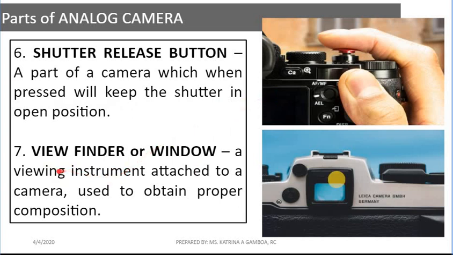So, shutter release button is a part of camera which when pressed will keep the shutter in open position. Then, next, we have the viewfinder. Ito, kung saan nyo tinitingnan yung mismong image or window. A viewing instrument attached to a camera used to obtain a proper composition. Ma'am, paano yun, di ba?